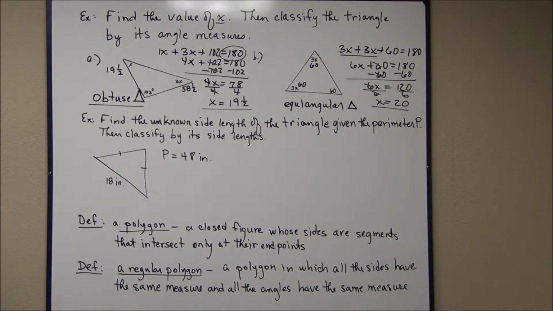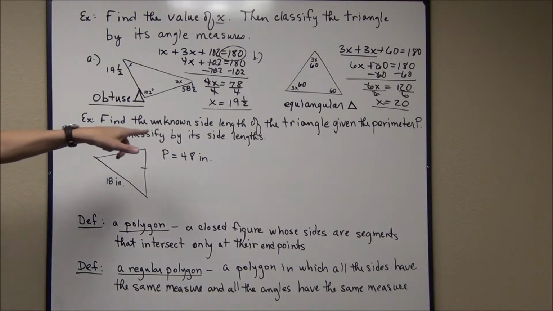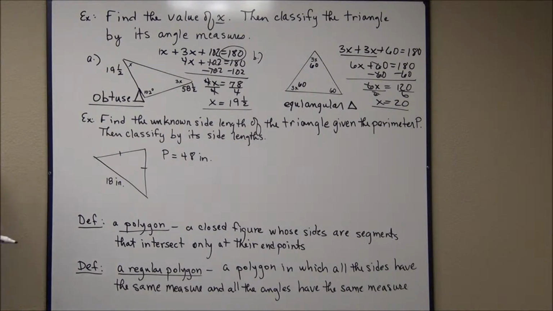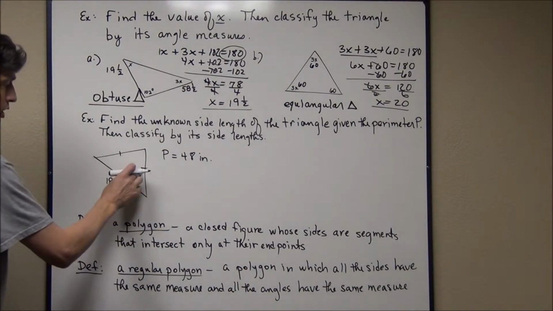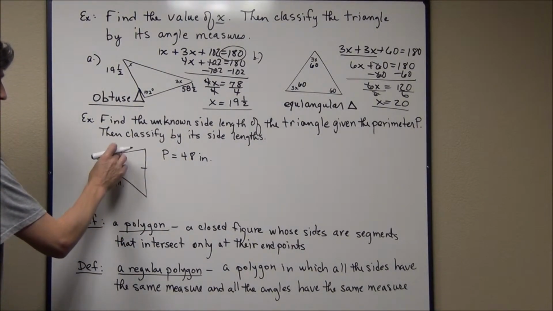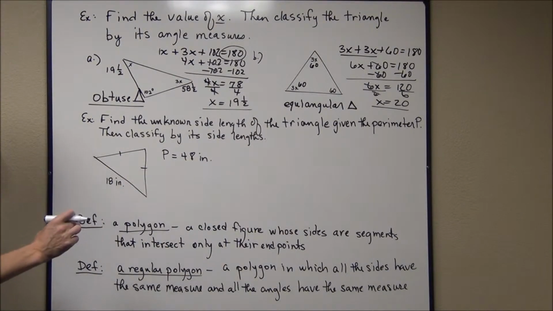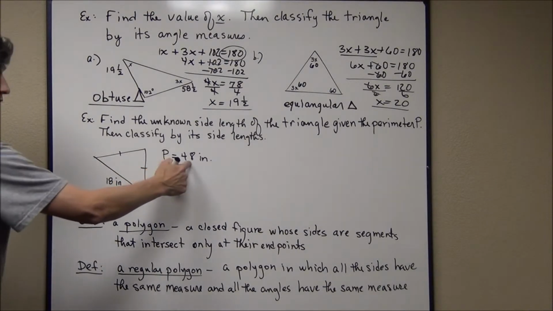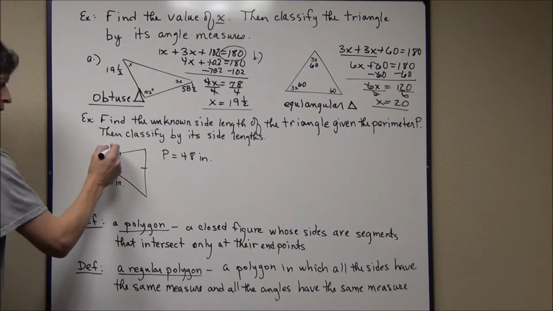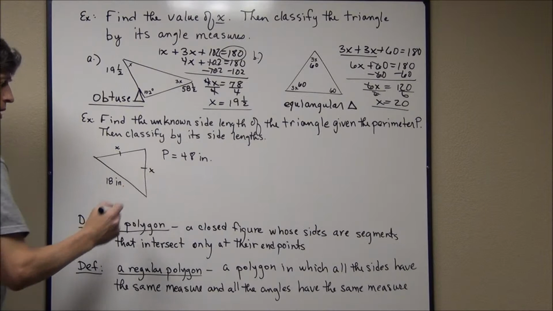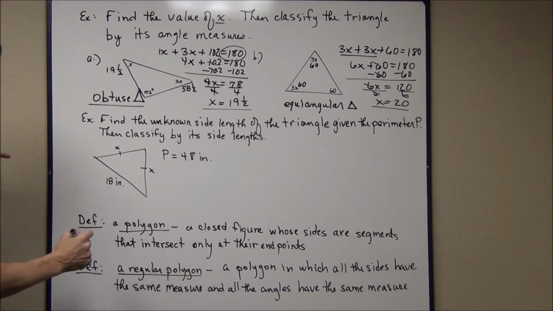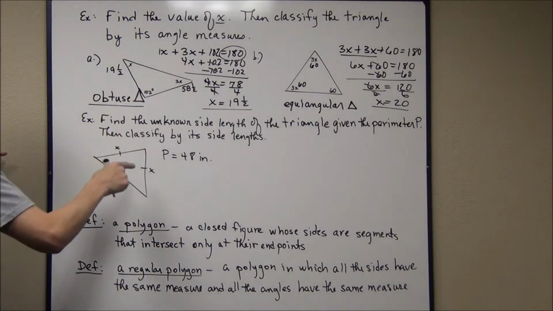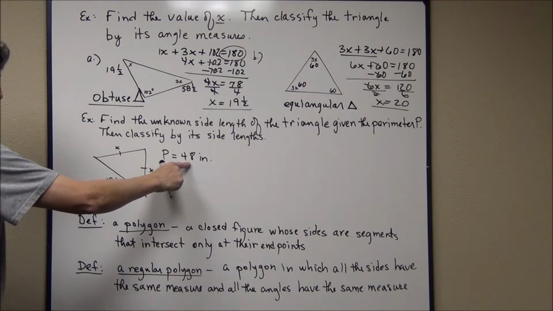Now we go to the sides in this next example. Find the unknown side length of the triangle given the perimeter P. Then classify it by its side lengths. Well, in this case, this little notation here represents the fact that this measure is the same as this measure. So we know it's isosceles, but we don't have the measure, we just have the perimeter. So I'm going to call this side length x, and I'm going to call this side length x since they're the same. And I'm going to add up the sides and set it equal to the perimeter.